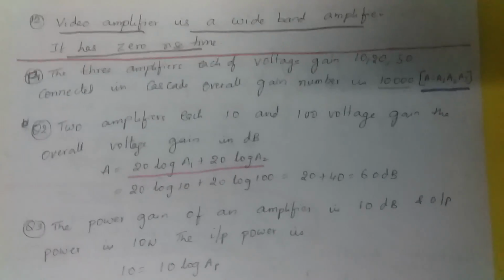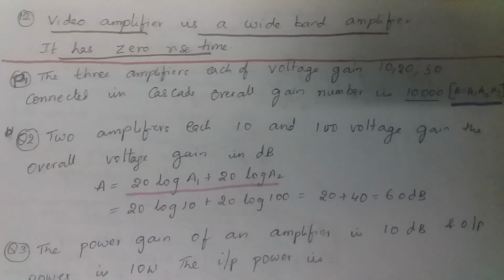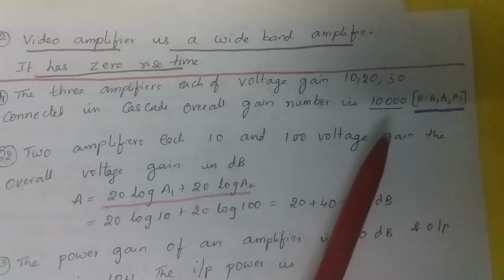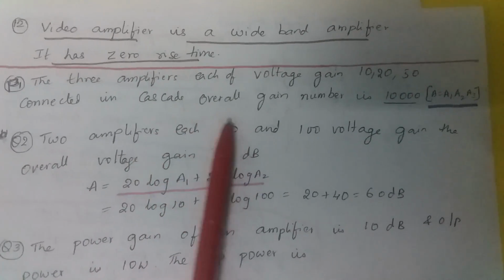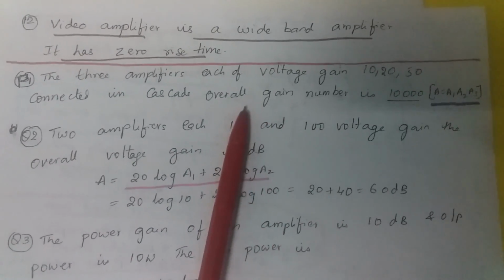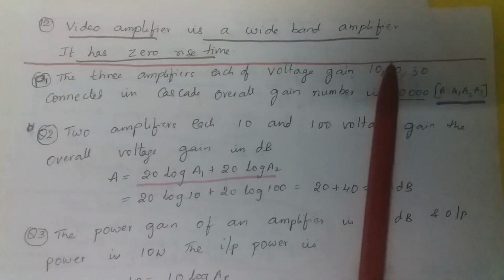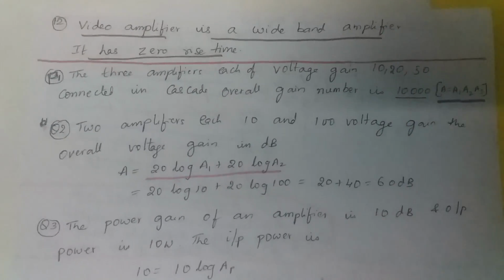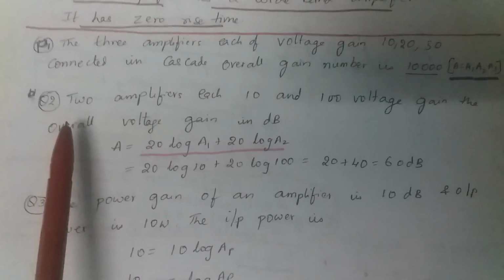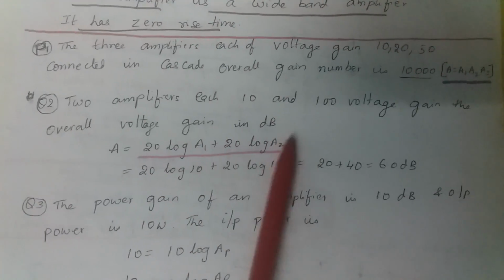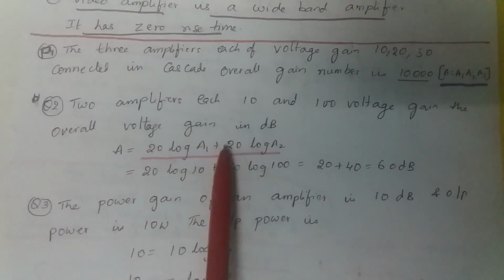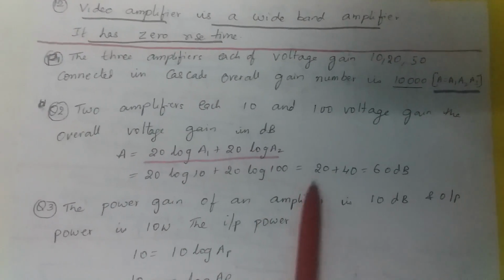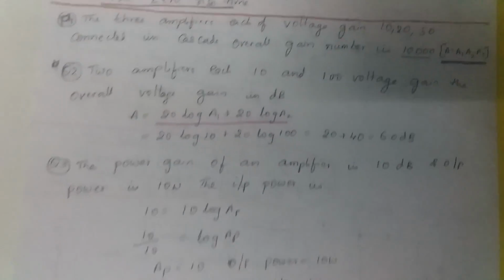A video amplifier is a wideband amplifier and it has zero rise time. For example, if there are 3 amplifiers, each of voltage gain 10, 20 and 50, connected in cascade, what is the overall gain? Overall gain AV is equal to AV1 into AV2 into AV3, which is equal to 10,000. Now, 2 amplifiers have voltage gains 10 and 100. Calculate the overall voltage gain in dB. So, 20 log A1 plus 20 log A2. Substitute 10 and 100 here, you get 20 plus 40, which is 60 dB.